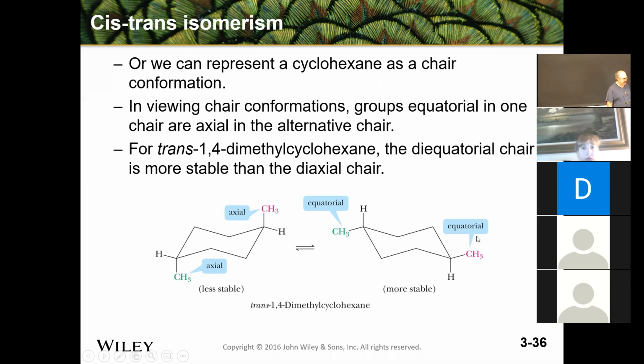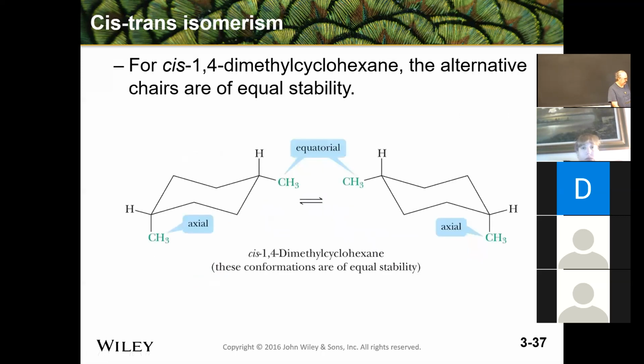What was axial became equatorial. What was axial on this position also became equatorial. And so this is the more stable, lower energy conformation in which both methyl groups are equatorial. With the cis isomer, we have one axial, one equatorial. Remember with the trans, for this one, both of them were axial.